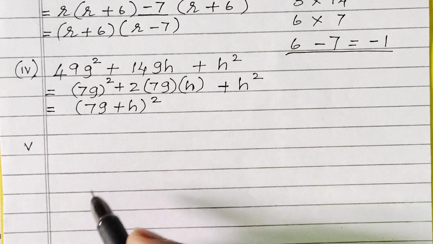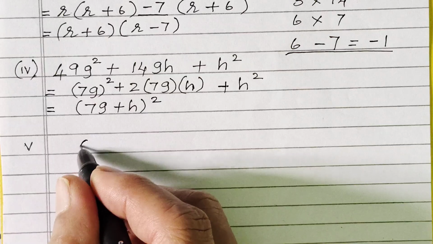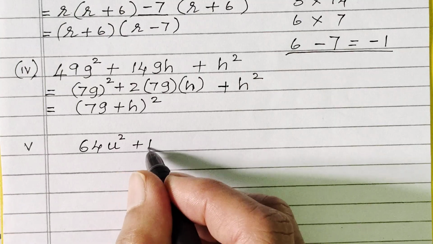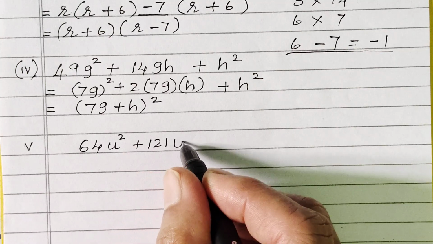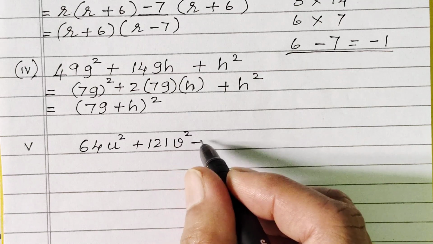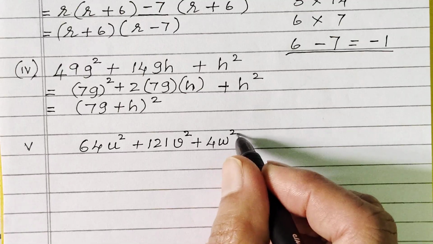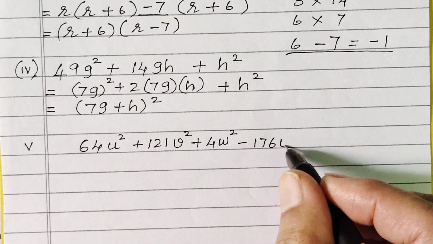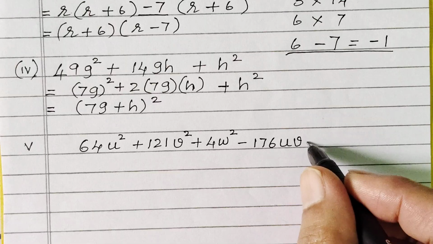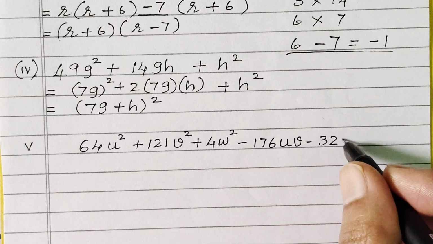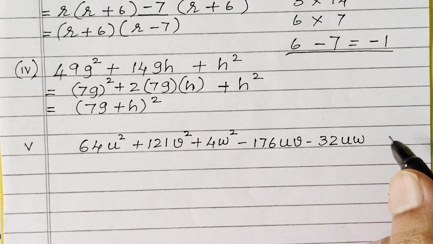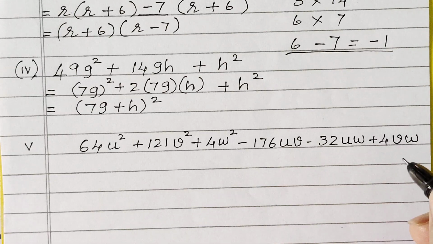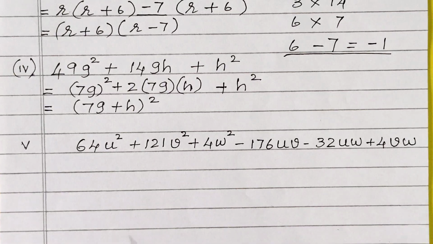Fifth sum is 64u square plus 121 v square plus 4w square minus 176 uv minus 32 uw plus 4 vw. Now we need to factorize it.